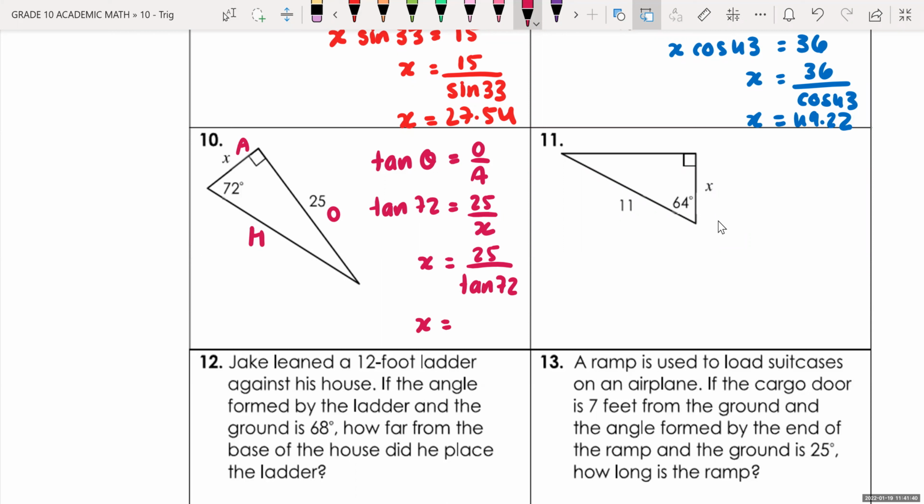So we're going to go 25 divided by bracket tan 72. Let me know what you guys get if you're using a calculator so we can confirm our answers.